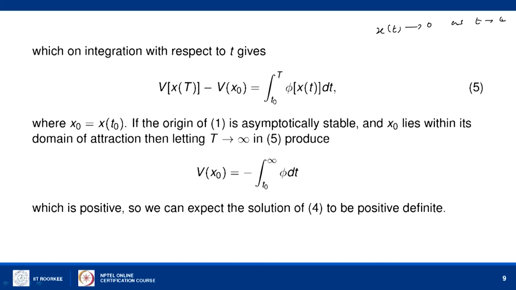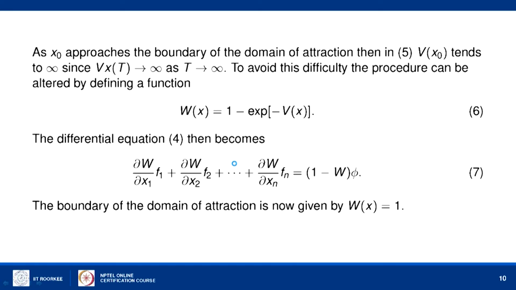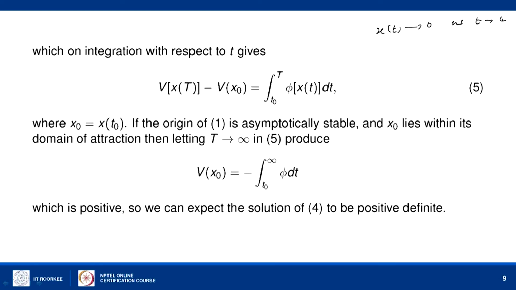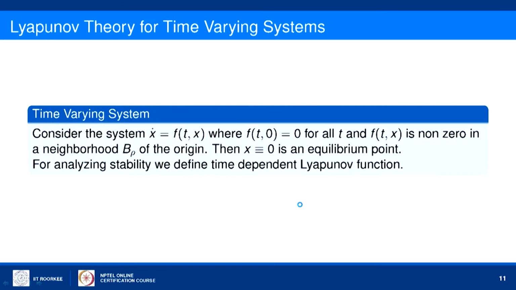So as t tends to infinity, this becomes the integral from 0 to infinity of phi of x of t dt, and this equals minus V of x0, because V of 0 should be 0. So we get this particular expression, and it is positive because minus phi is positive definite, as phi is negative definite. From here we can obtain the result. Okay, so we can make use of this procedure to find a Lyapunov function in the following way.